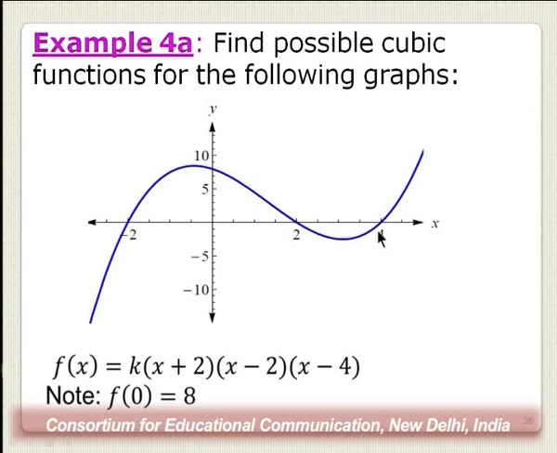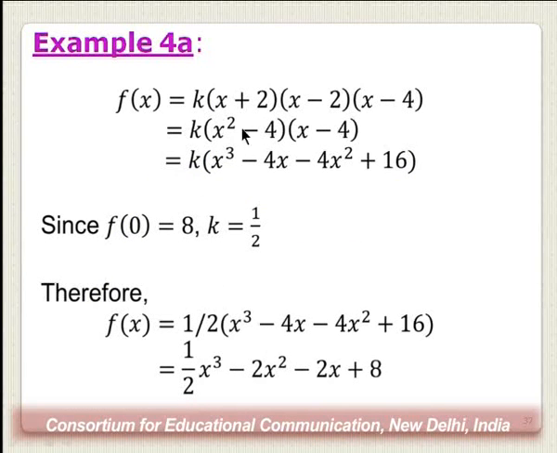So the three pieces of information I had earlier were about the roots of the polynomial, and this k equal to half will help me factor in the fourth piece of information, which is that the value of the function at x equal to 0 is 8, right? So in this case, k becomes half, and I can write my polynomial as half times x plus 2 times x minus 2 times x minus 4, and if you do the algebra, that boils down to half x cubed minus 2x squared minus 2x plus 8, but you could always leave it as a product of linear factors.